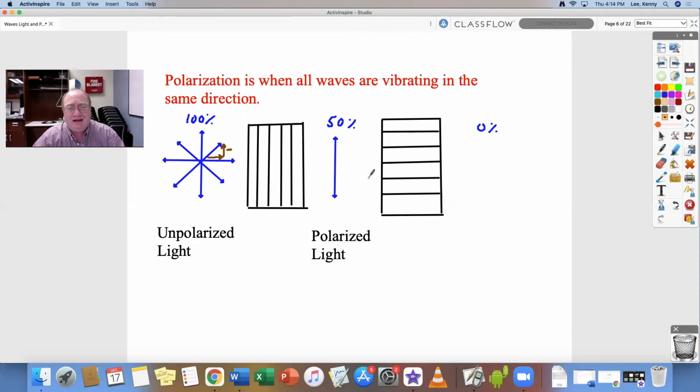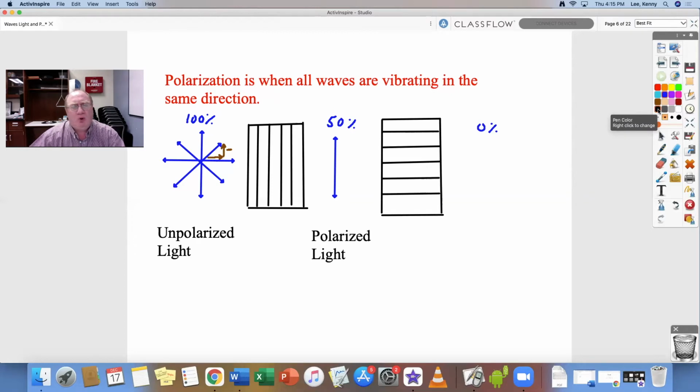Now, the human eye cannot tell the difference between unpolarized and polarized light. Our eye doesn't have the capability of doing that. Bumblebees can, and some other things can actually see polarized light and tell the difference between light that's oriented vertically and light that's oriented sideways. We see light that is polarized, but we can't tell that it's polarized.